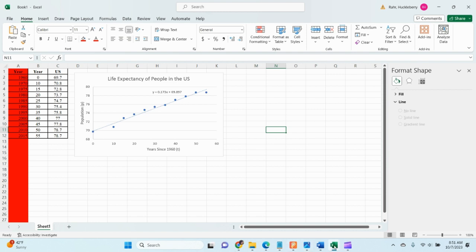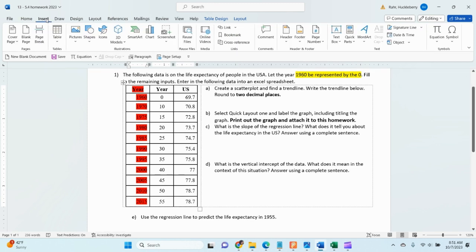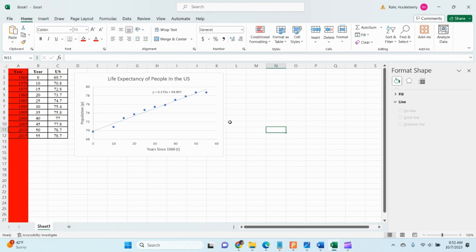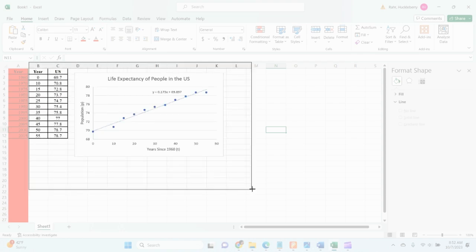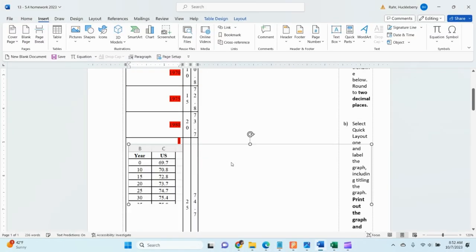I'm going to do this from Word. In Word, I am going to come over to Insert, and you see where it says screenshot, I'm going to click screen clipping. And when you hit screen clipping, it drops Word down and you get a plus sign. And I am going to do a clipping of this. And this is just going to do a screenshot.